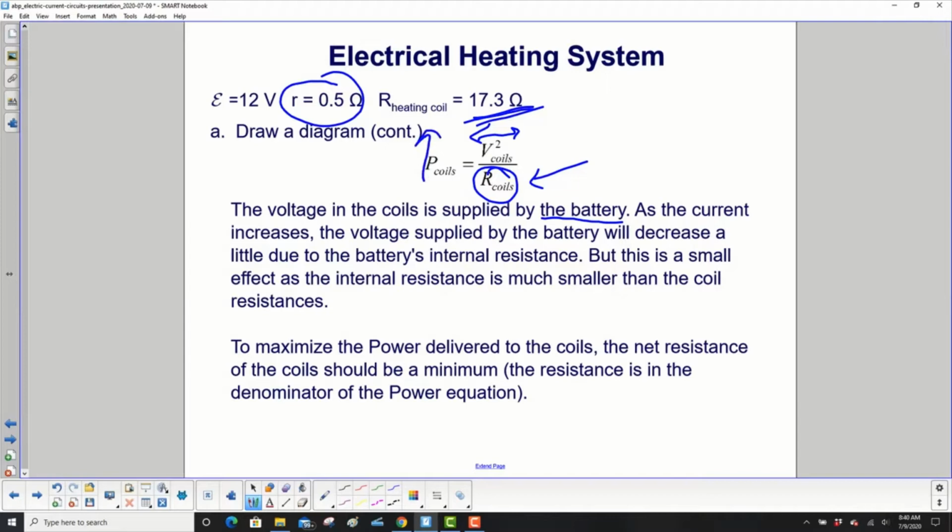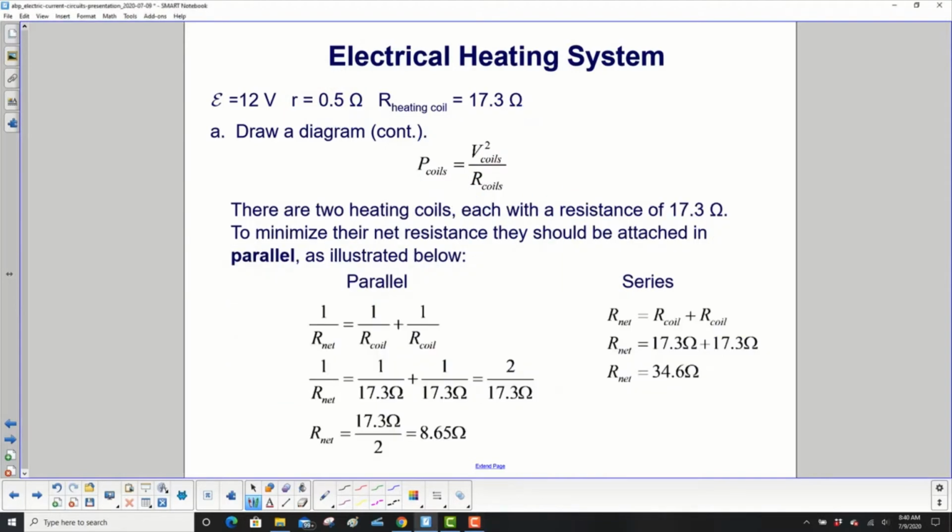We have 2 heating coils that we can use. Each one has a resistance of 17.3 ohms. We want to minimize their net resistance. That means they should be attached in parallel, so let's prove that. If we put the 2 coils in parallel, we use this equation, and we get 1 over 17.3 plus 1 over 17.3, add them, flip them, and we get a net resistance of 8.65.